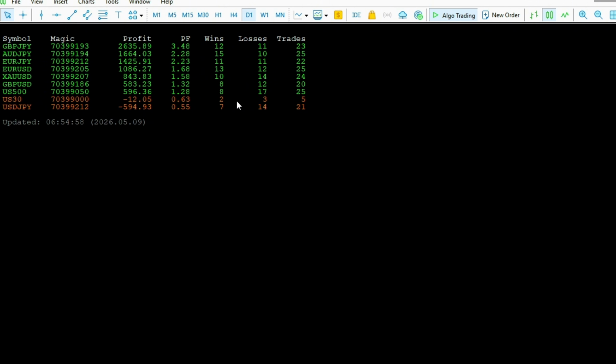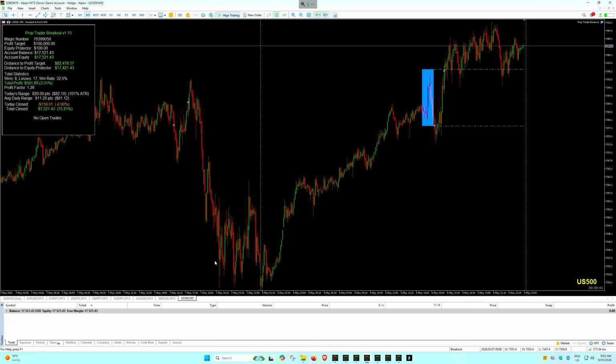That one's had 8 wins and 17 losses, but still happened to make a profit. So I would say that this is not a very successful strategy to use on this particular pair. However, the moves seem to be fairly big, which is giving us a bigger win on some days. This one here we had a look at was yesterday's trade.